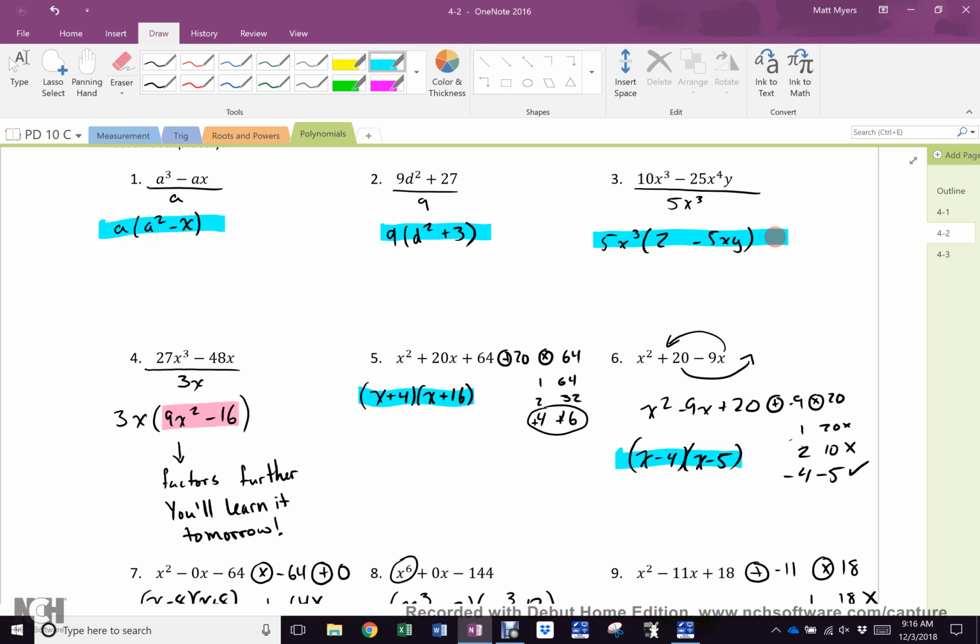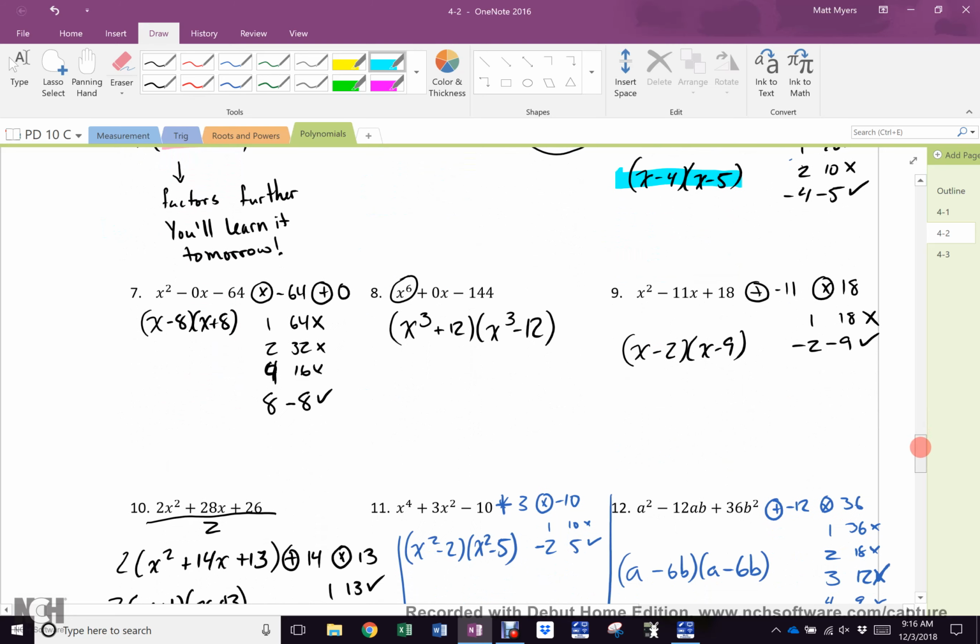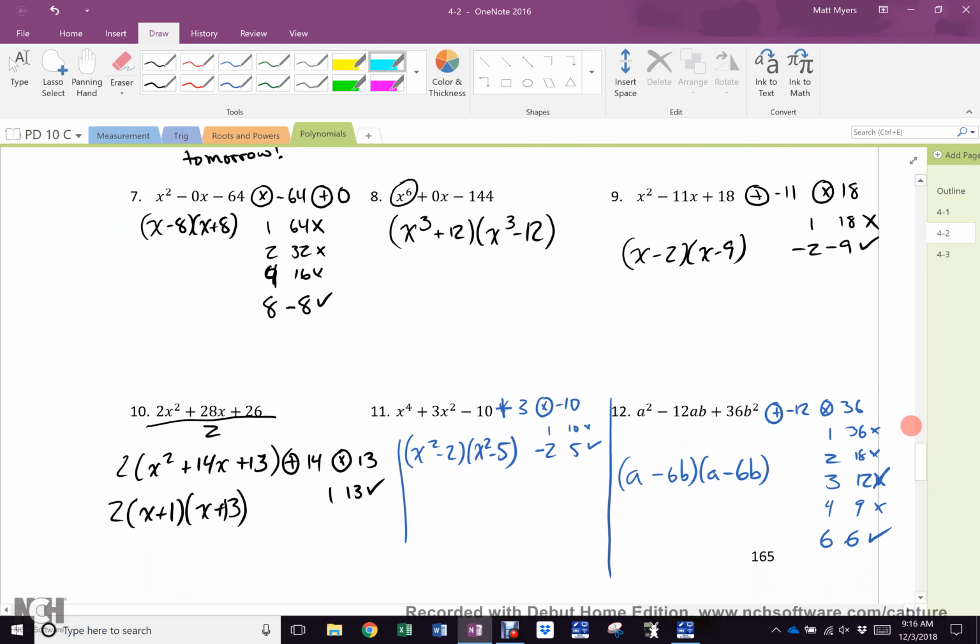Well, just to make the pattern work for yourself. Now, could number 7 be just X plus 8 and then X minus 8? Of course, because order doesn't matter.